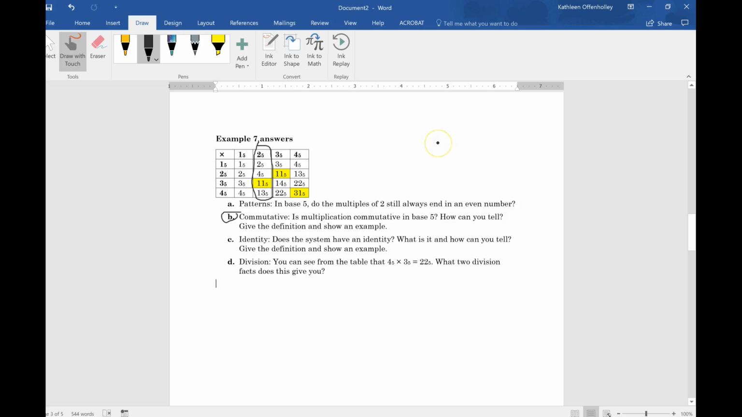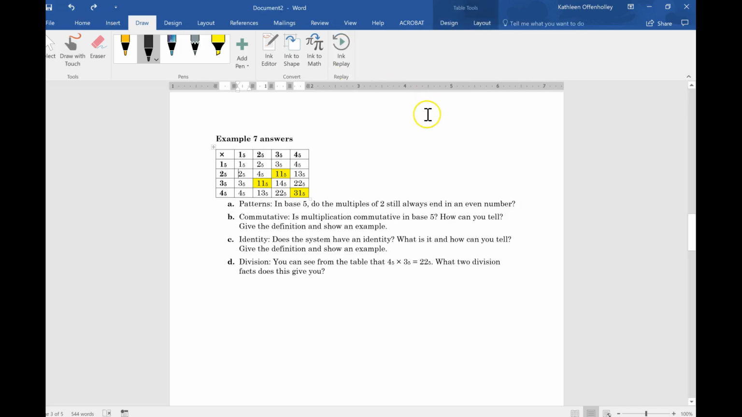Now think about the second question. Is multiplication commutative in base 5? Is there a way that you can tell looking at the whole table and then give some examples? So let's look at the whole table. Do you see along the diagonal line that goes right through the middle, you get the same answer on each side of this table? That's because multiplication is commutative in the table.